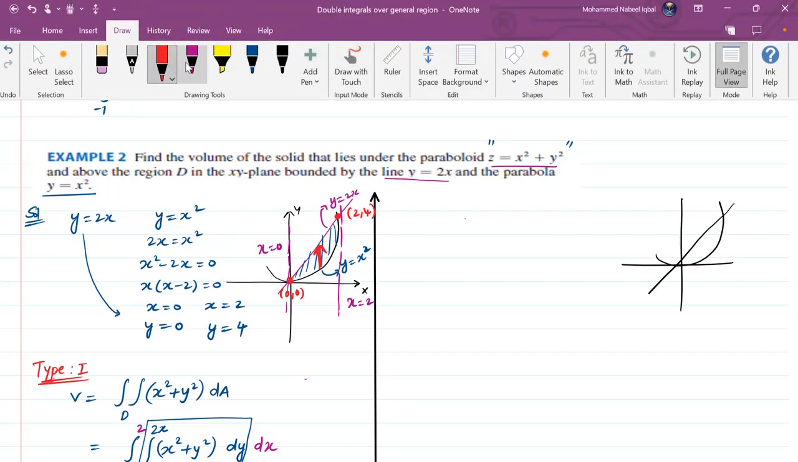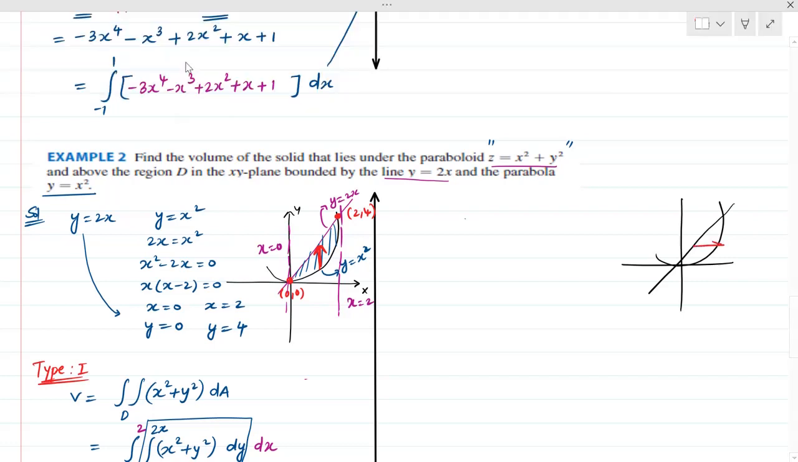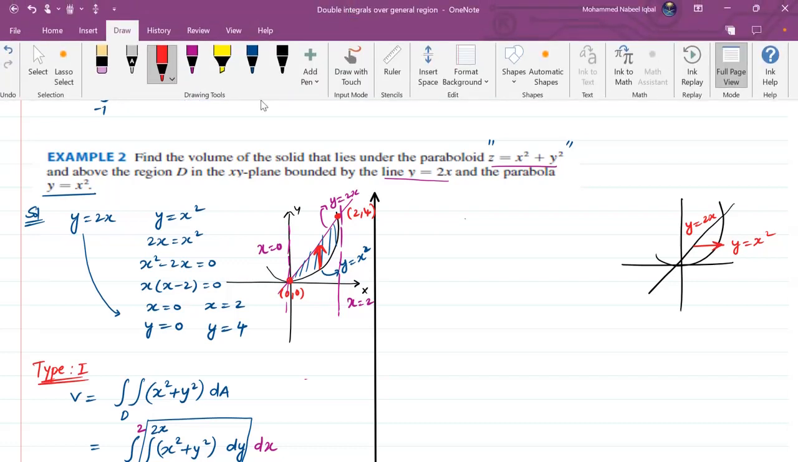So this is here. I will draw the horizontal. So what is this one? This is the line y equal to x, and the parabola is y equal x square. And here, what is the point of intersection? So I will calculate this part.